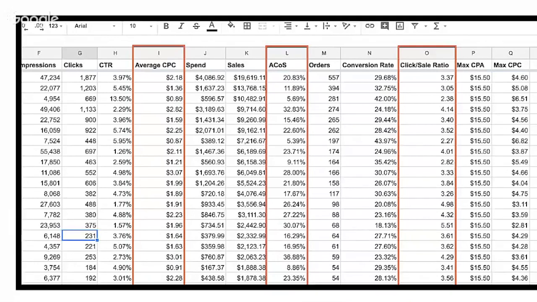My ACOS looks really good. I have a really good margin on this product, so I have a really good ACOS threshold. I can get all the way up to 35%. So I look at my ACOS targets, I look at my orders.